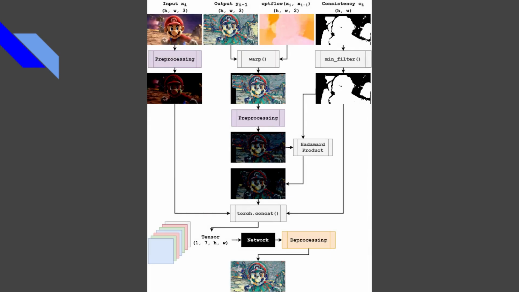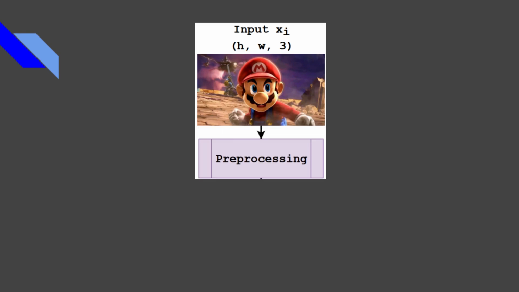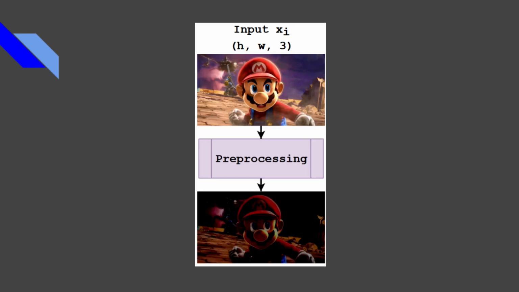Let's discuss the preprocessing required to provide input to FAV's neural network. Here's a diagram that describes the procedure. I'll go over it step by step. First, preprocess xi to produce x'i. Preprocessing is converting the image to a torch tensor and subtracting the VGG mean, a special constant.